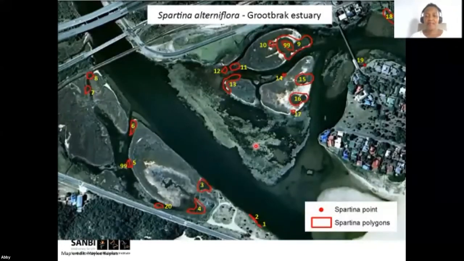This is the extent of the population we are currently dealing with. So we have these, it's 20 patches. And the size of the patches is not the same. You can see they are different sizes. These patches in total occupy about 1 hectare.